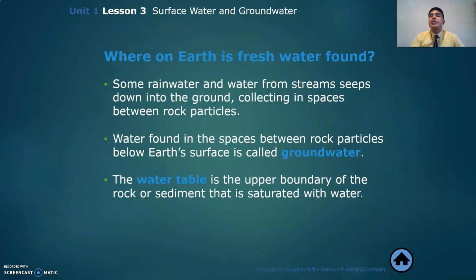We learned about this specific word, which is infiltration. So when it rains, there is some water that is going to enter the ground, and that is going to be stored in several rocks. That's why we call it groundwater. And the water table is the upper layer where the rocks are stored in water.